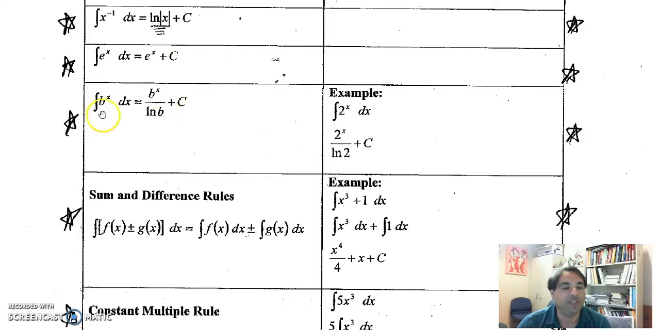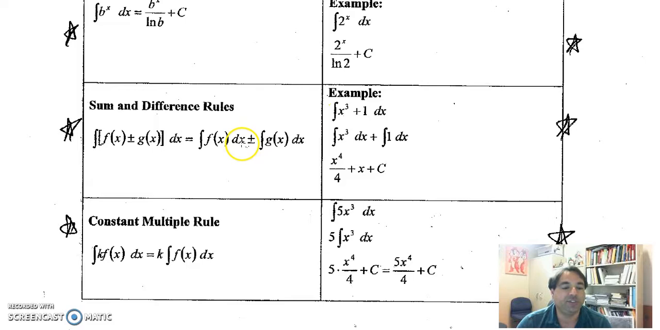Now, the integral of a number raised to an x with respect to x would be, step 1, rewrite it, divided by the natural log of the base, plus c. So here's an example. If I had the integral of 2 raised to the x with respect to x, step 1, rewrite it, divided by the ln of the base, which is 2, plus c. Don't forget your plus c. Now again, why does it work? If I took the derivative of this, you would get the original back.